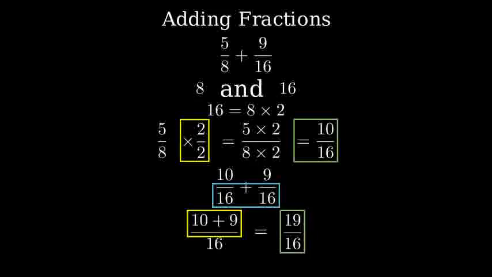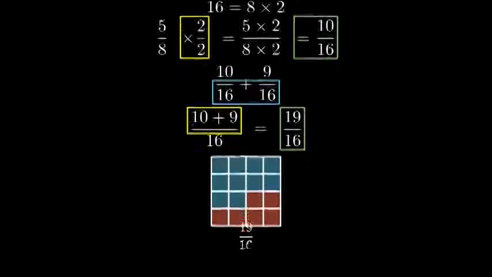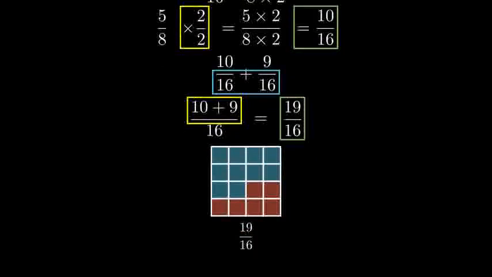Let's verify this visually. Here's a grid of 16 squares. The first fraction, 10/16, covers 10 squares. The second fraction, 9/16, covers 9 more squares. Together, they cover 19 squares out of 16, or 19/16.